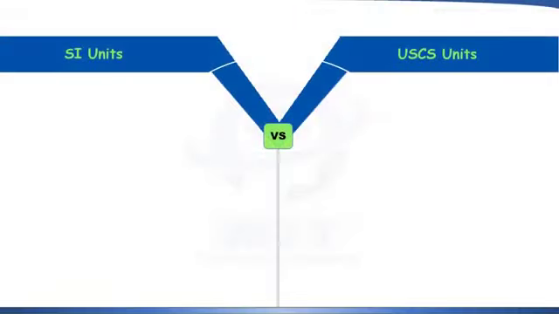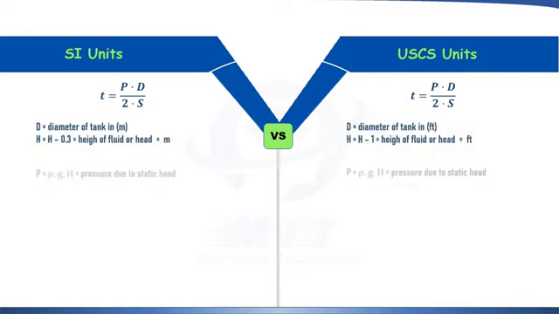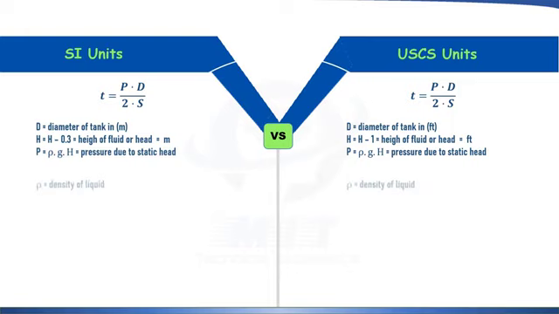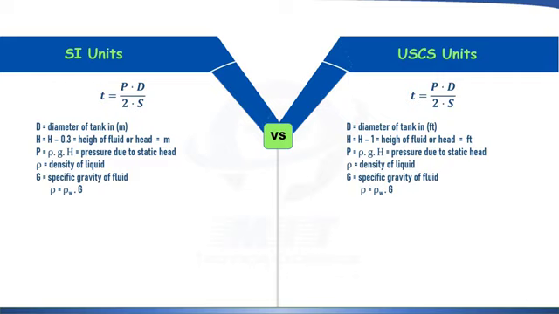So we'll derive this 1-foot method equation in both units, that is SI or metric units and USCS or US customary units. We begin with Barlow's formula, that is thickness is equal to P times diameter upon twice the stress. And we'll use the same units that are given in the code itself, that is diameter is in meter, height in meter also. And as we have stated in the previous slide, height is equal to H minus 0.3, or for USCS unit, height is equal to H minus 1 foot.